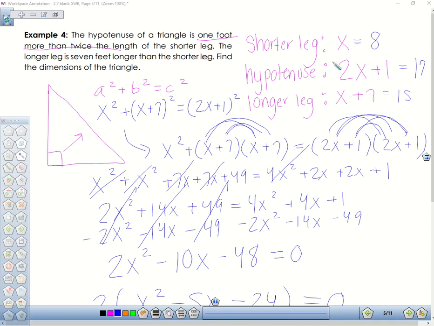And don't forget to put your units on it. In this case, it's feet. So these would be feet. And we only know it's feet because of this one. So thank you.